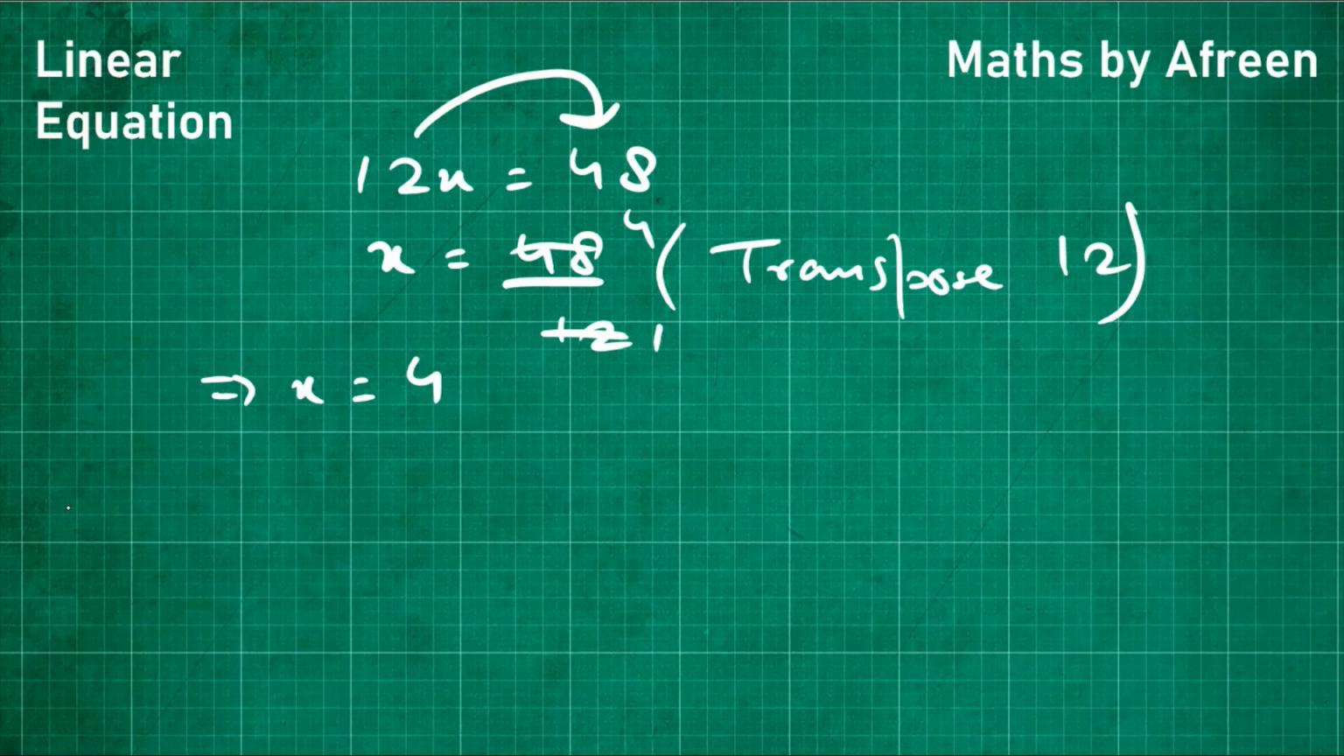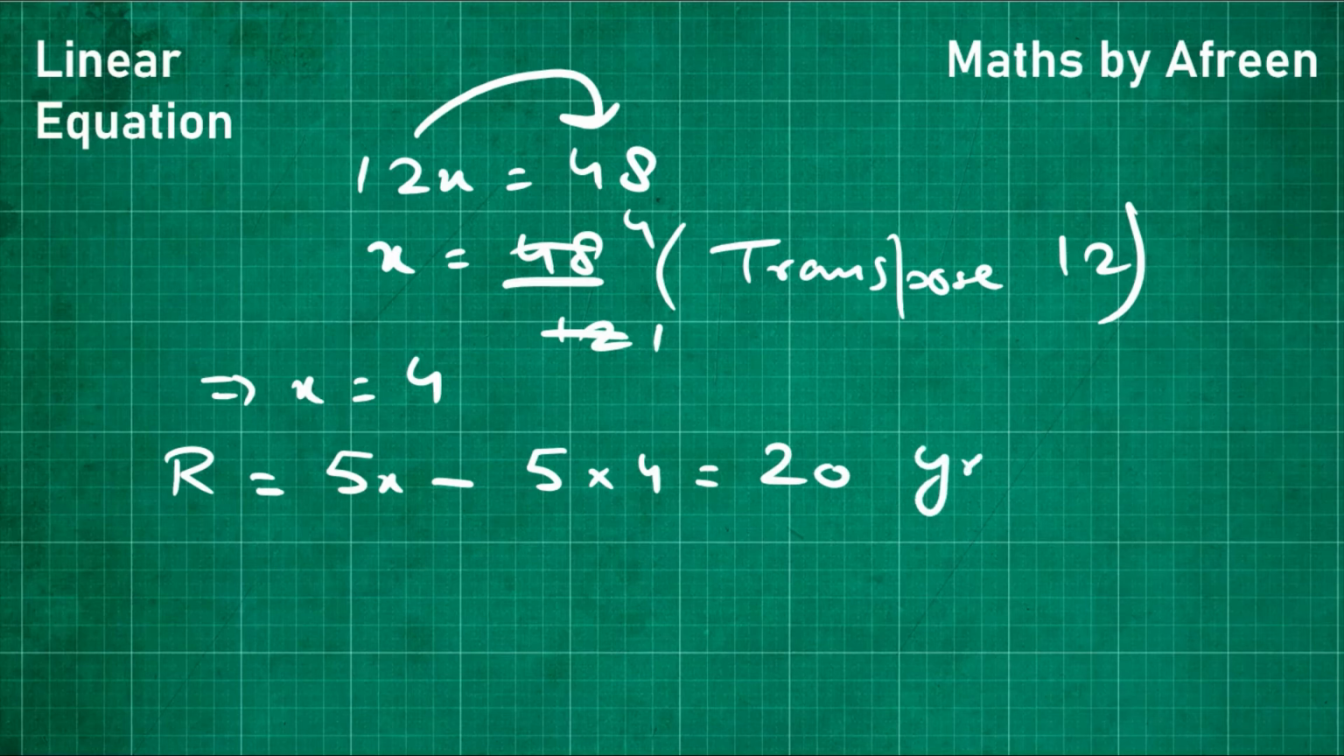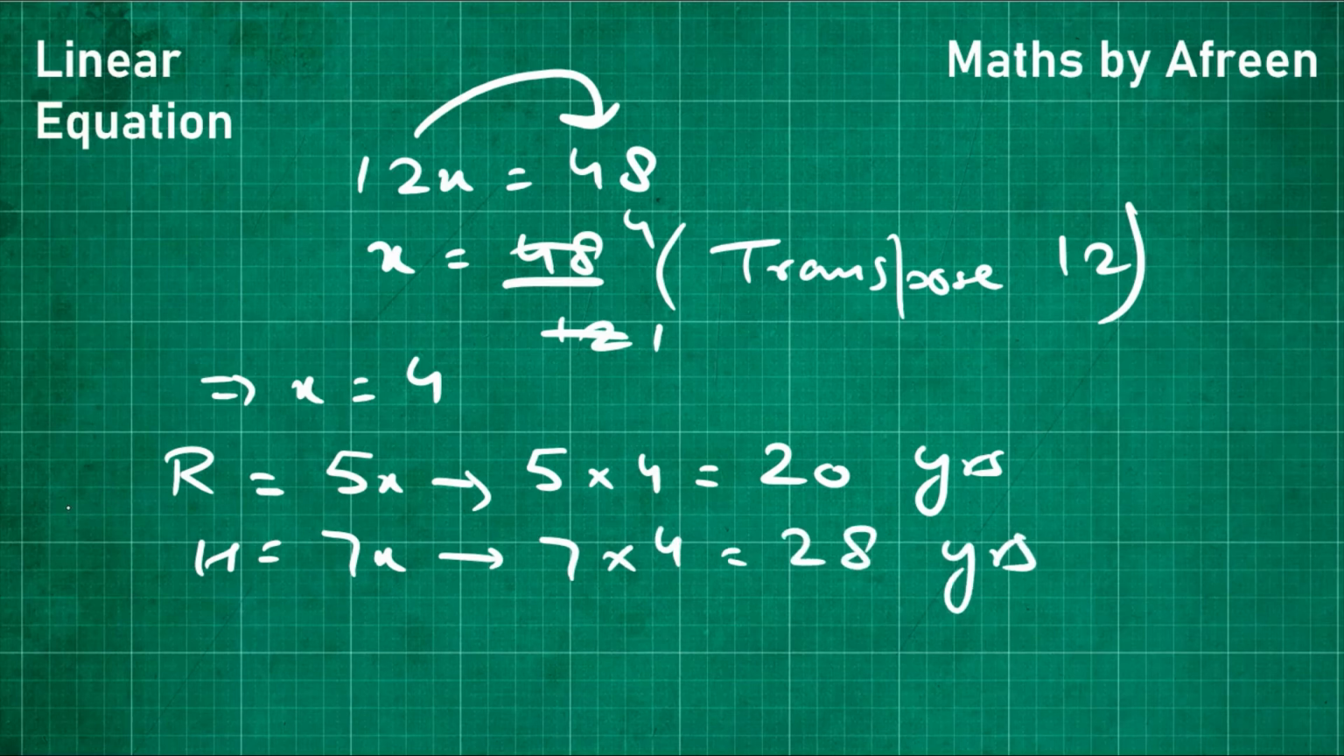So x is 4. Rahul's age is 5x. Put the value of x, 5 into 4. This is Rahul's present age. They asked for the present ages of Rahul and Harun. 5 into 4 will be 20 years. And Harun's is 7x, that means 7 into 4, 28 years. So we found the present age of Rahul is 20 years and Harun is 28 years.